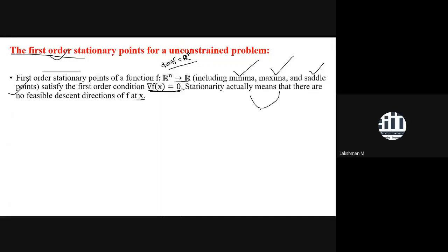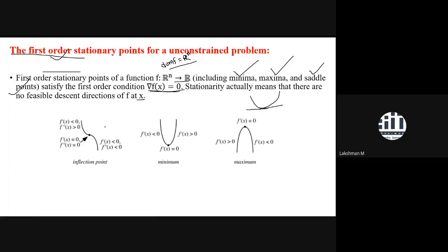So here, this is the stationary point, and you observe that there is no descent direction. If you go in this direction, the function will increase. If you update your x in this other direction, again you observe the function is increasing. That means at this point we are unable to observe any descent direction. I have given many pictures of first order stationary points.